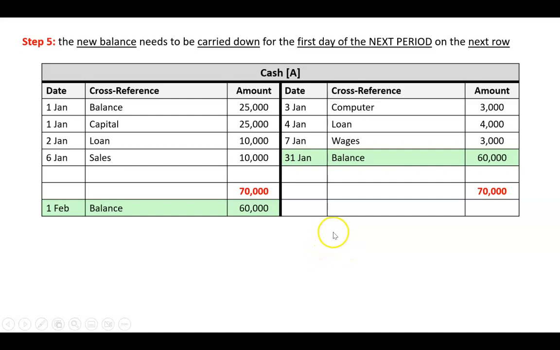So it doesn't matter whether it's an asset or a liability or an owner's equity account, we'll follow the same procedure. So there's those 5 steps. So get that down in your notes and then come back to this video whenever you're having trouble figuring out how to balance something.